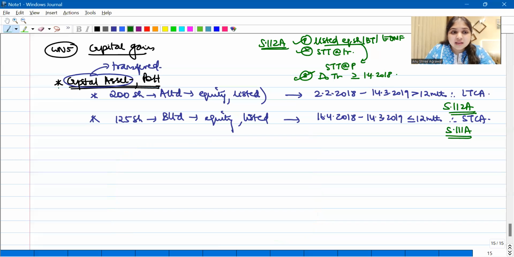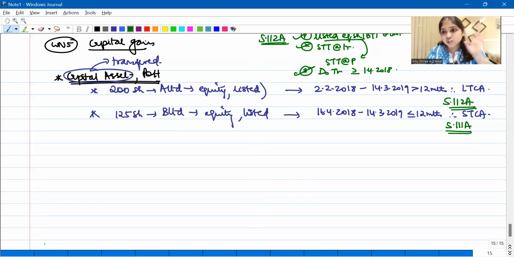So that is why, guys, I insist whenever it comes to capital gains, follow this process. This is a foolproof process. You will just not make a mistake. The same sequence in each question. Whenever I do a capital gains question for you, in every capital gains question, same process I will follow.